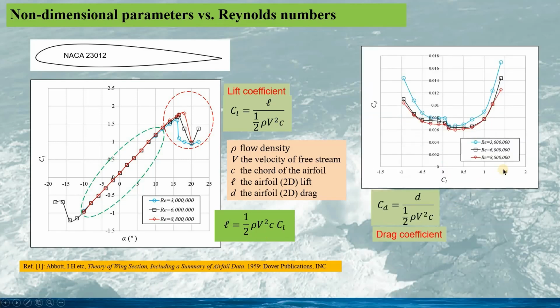This is the plot for the drag coefficient of the airfoil, and we can see quite a large difference for different Reynolds numbers. The larger the Reynolds number, the smaller the drag coefficient would be. And again, if we can obtain the drag coefficient, then we can calculate the drag using this formula. So all these principles are very similar to the principle we present in this talk.